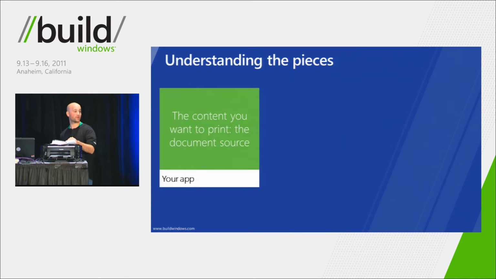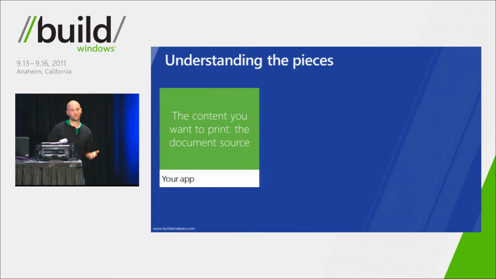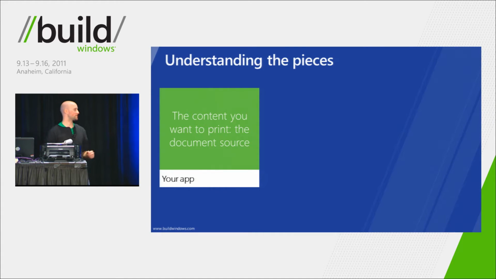First and foremost, we have your app. Your app has the content which is to be printed. We call this the document source. The content to be printed may be changing as the user navigates your app, going to different areas or performing different tasks. But Windows understands this, and it'll let you know when it's time to print.